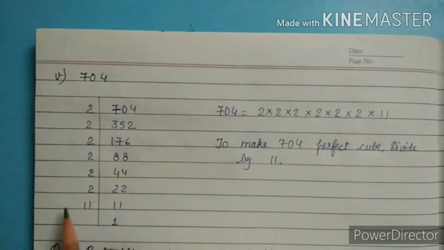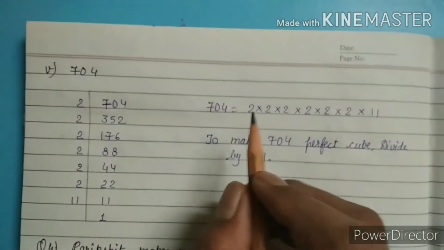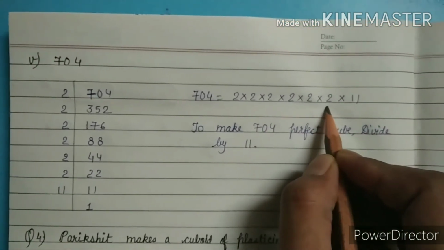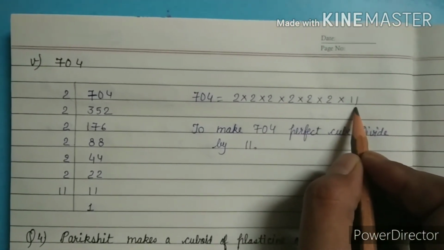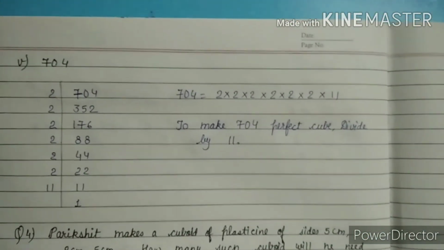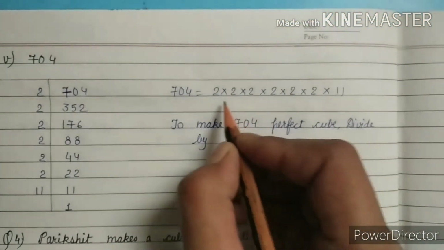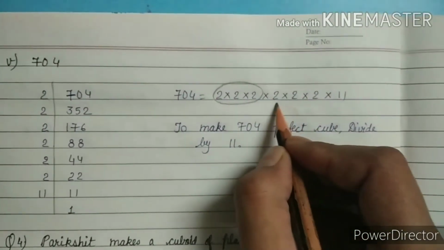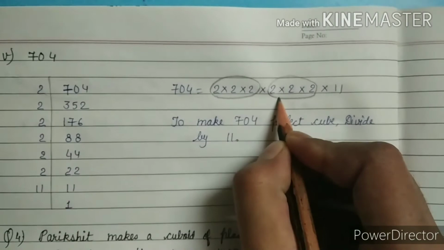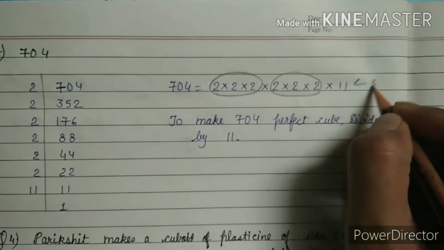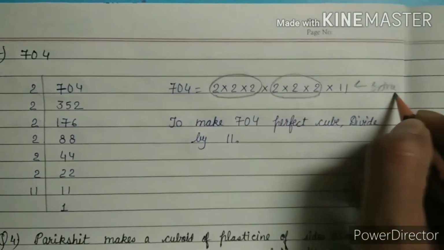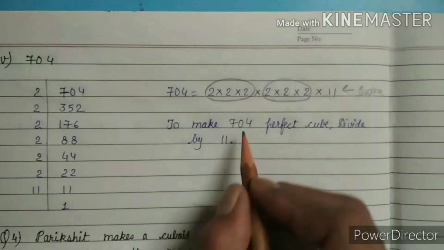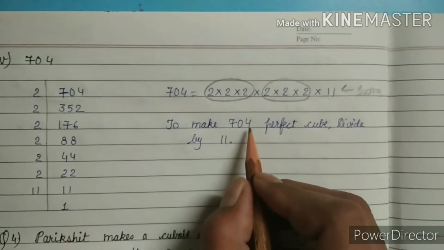Now the fifth question is 704. Its prime factors are 6 times 2 and 1 time 11. When we do the grouping of 3 same numbers, this is the first group of same numbers, this is the second group, and this is our extra. So we will remove this extra term, that is 11, by dividing 704 by 11.